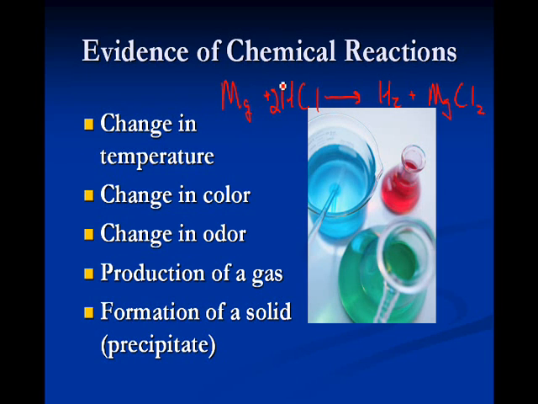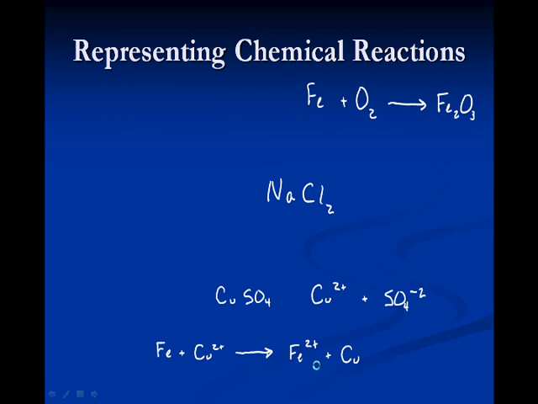Formation of a solid, as in making it precipitate. So this is what we would have looked at if you'd mixed silver nitrate and sodium chloride. We get a precipitate of silver chloride. That solid is formed. These things are in aqueous solution, and we form a solid in this process. And that's an indication that we've made something new.